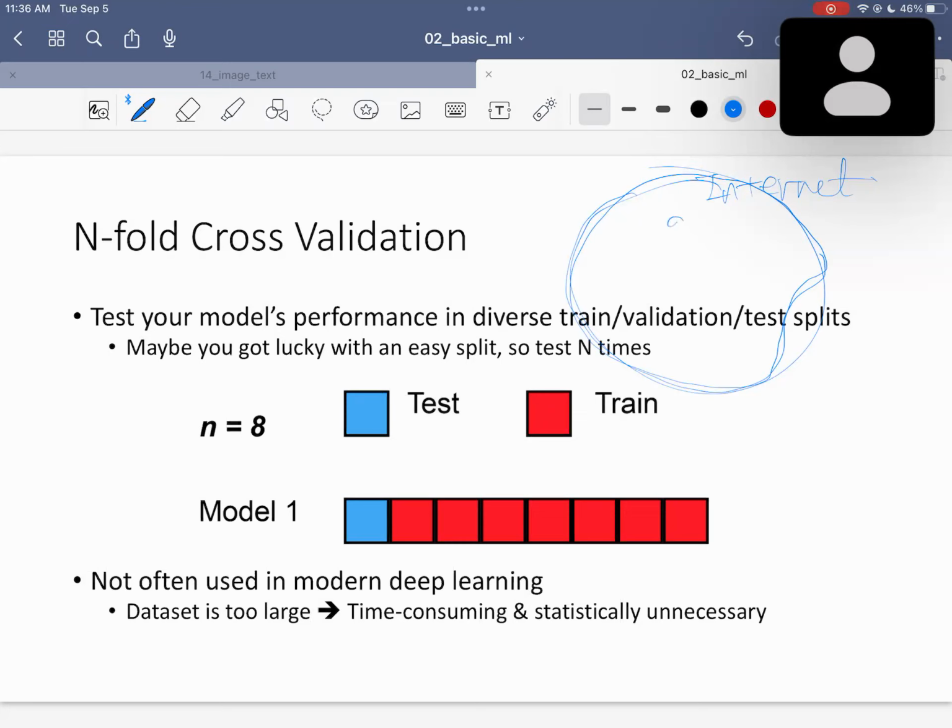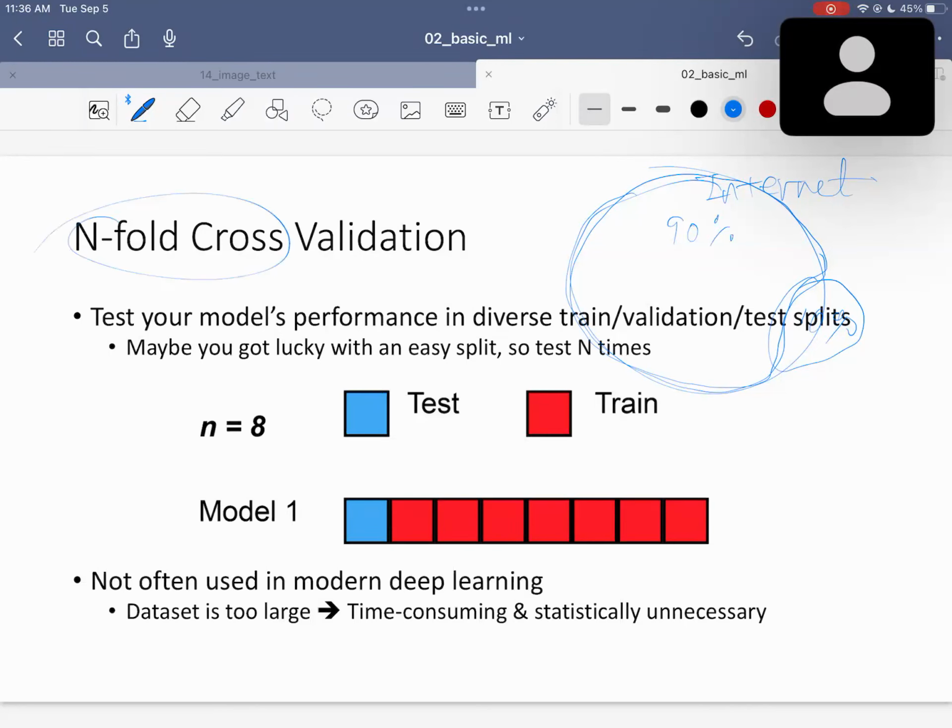Say 90% of the internet was used for training and 10% was used for testing. 10% of the entire internet is already large enough to represent the entire distribution of the data. It is so large it can work as a representative set for human language. So that is why we don't need that.